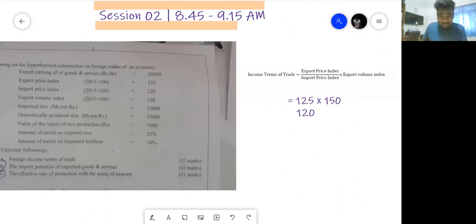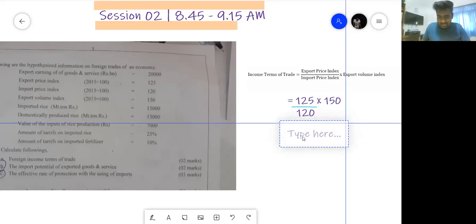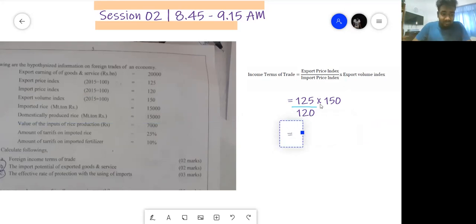When we do this, how much do we get? We will get some sort of answer, and that is your foreign income terms of trade. How much do we get as a number? Can you all do the maths for me? If someone has a calculator around, 125 times 150 divided by 120. It's in your phone or your laptop, no?